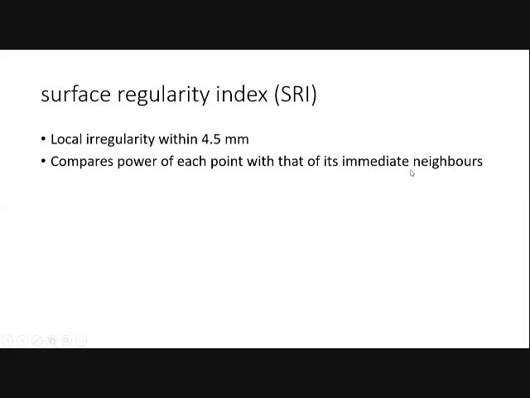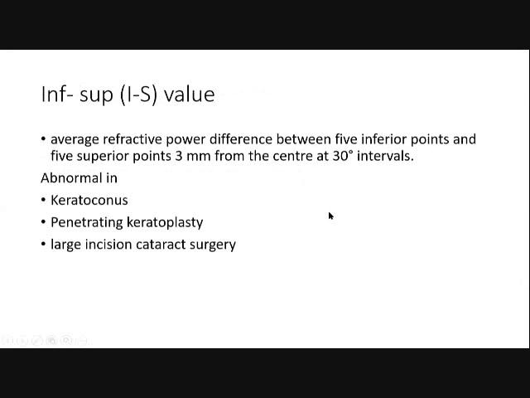The previous one was comparing it with the opposite point. This one is comparing with the immediate neighbors. So SAI and SRI. The third important index is the inferior-superior value, IS value: the average refractive power difference between 5 inferior points and 5 superior points, 3 millimeter from the center at 30 degree intervals.